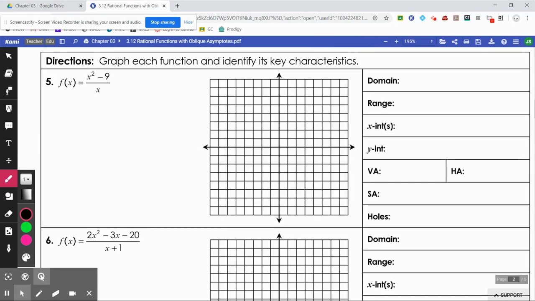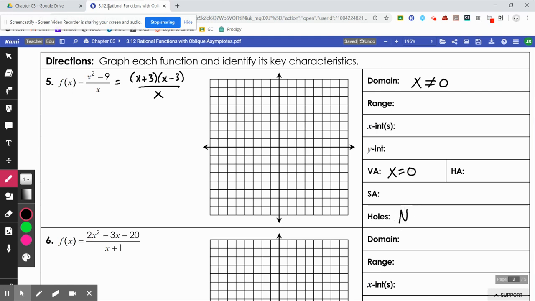Okay, starting with number 5, it says graph each function and identify its key characteristics. Let's start out with our domain restrictions. The bottom cannot be 0, so here x is not equal to 0. And again, the next question is, is that going to be a hole or is that going to be a vertical asymptote? Since plain x is not a factor of the top, because when you factor the top, you have an x plus 3 and an x minus 3, that's a difference of squares, which factors into conjugates. Since single x is not a factor of the top, then that's going to be a vertical asymptote located at x equals 0. You have no holes.